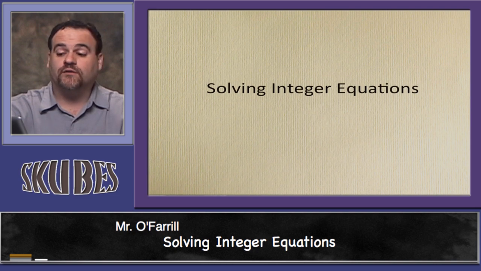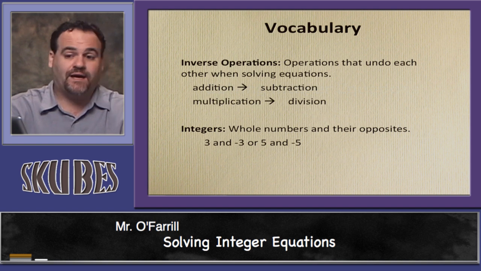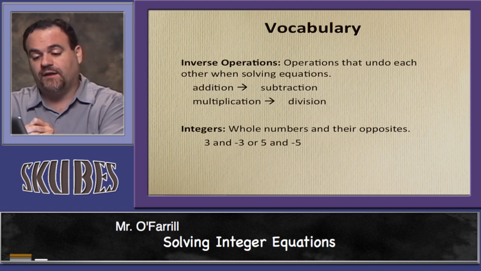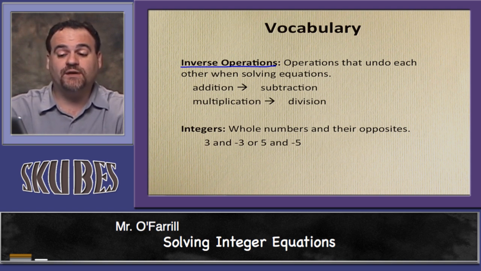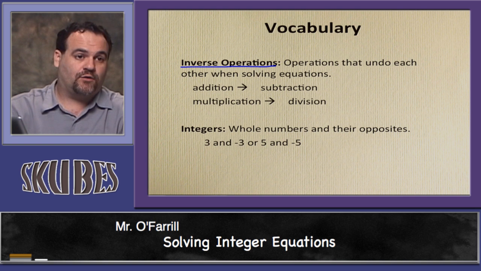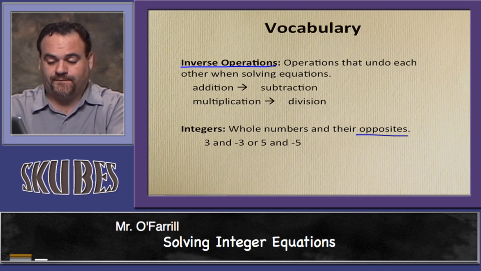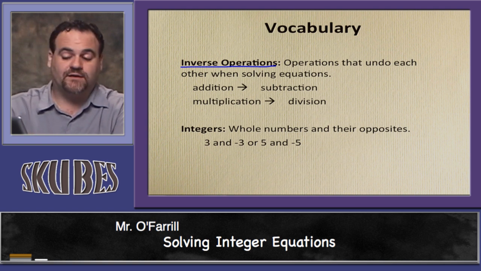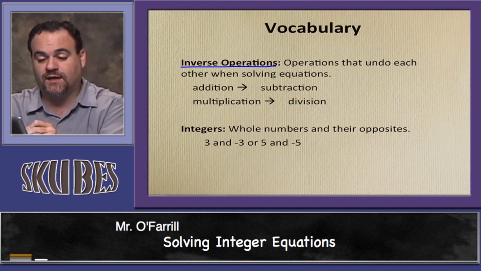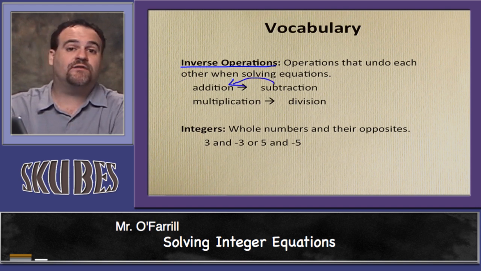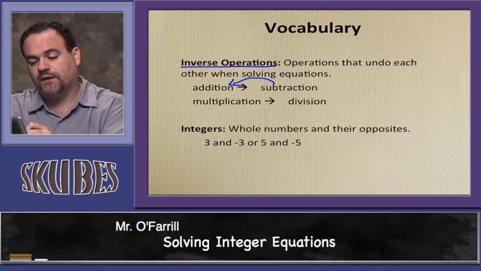With this video, we're going to be working on solving integer equations. First, a little vocabulary. We're going to be talking about inverse operations. Those are operations that undo each other when solving equations. The key word there is opposite. The opposite of addition is subtraction. Likewise, the opposite of subtraction is addition. They undo each other. The opposite of multiplication is division, and the opposite of division is multiplication.